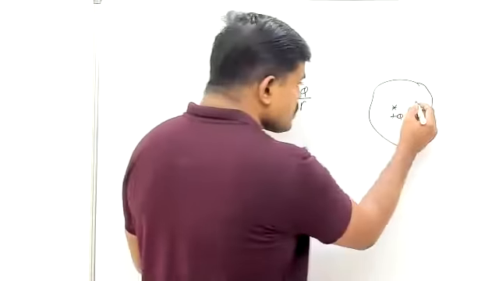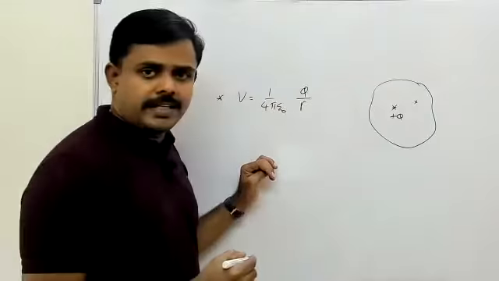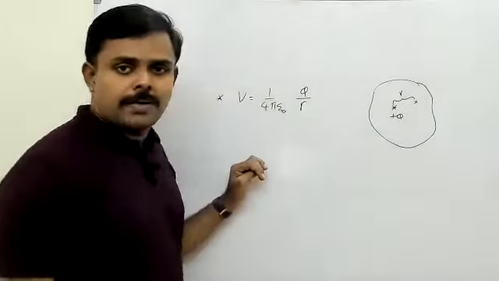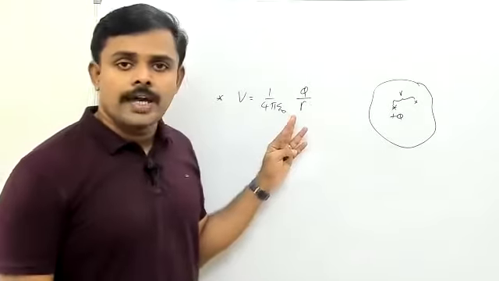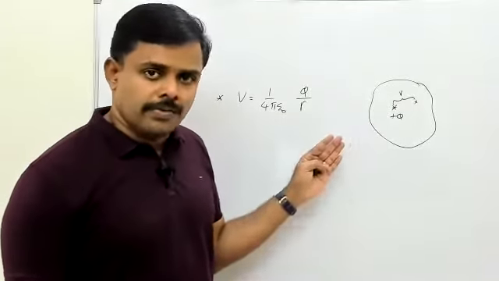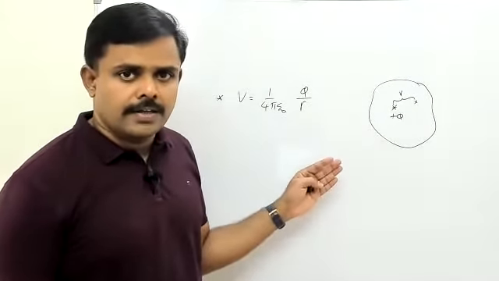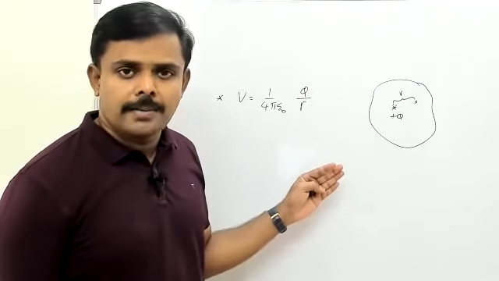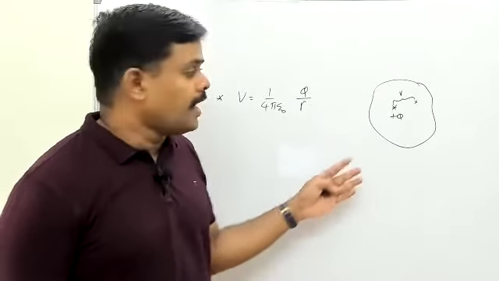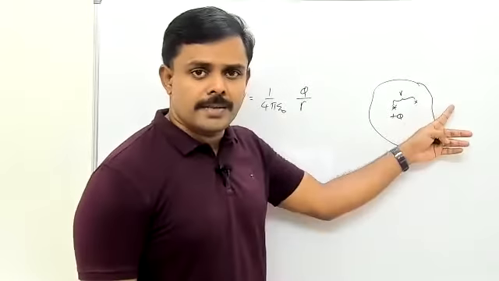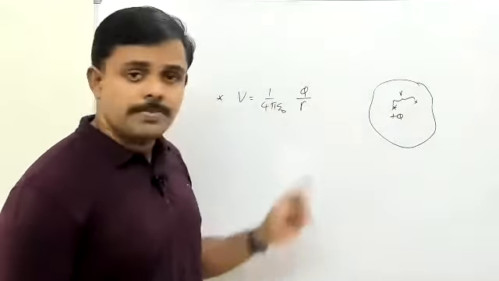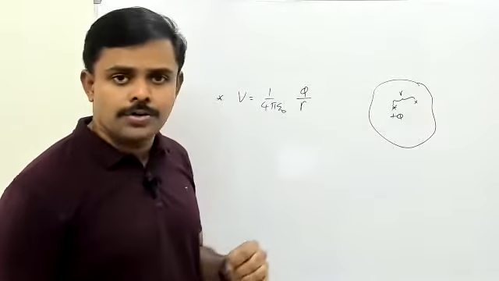And then if you want to find the potential at a distance r, you can use this equation 1 by 4 pi epsilon 0 into Q upon R. And this is actually what? The work done. Work done for what? Bringing what? Plus 1 coulomb. From where? From infinity. Up to which point? Up to the concerned point. So if you want to bring something to this point, you must do this much of work. And that is known as potential, 1 by 4 pi epsilon 0 into Q by R.